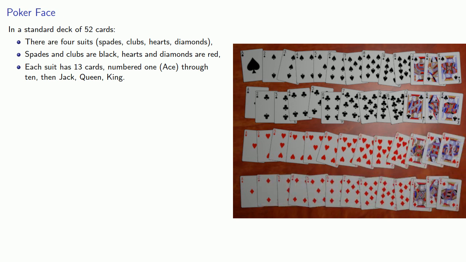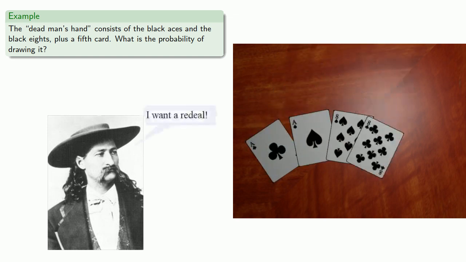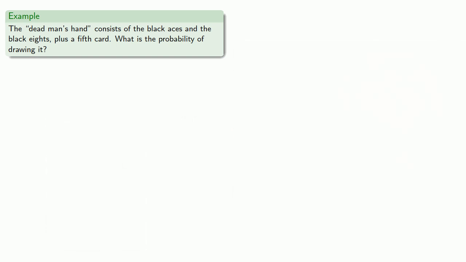And given this setup of the cards, we can compute poker probabilities. For example, one of the most notorious hands in the game of poker is known as a dead man's hand because, according to well-documented myth, this was the hand that was drawn by Wild Bill Hickok when he was shot and killed in the middle of a poker game. And this consists of the black aces and the black eights plus a fifth card. So, if we assume that all sets of five cards are equally likely to occur, this is a combinatorial probability. So, first, we note there's 52 choose 5, about 3 million possible draws of 5 cards.